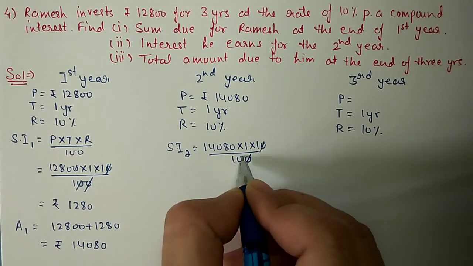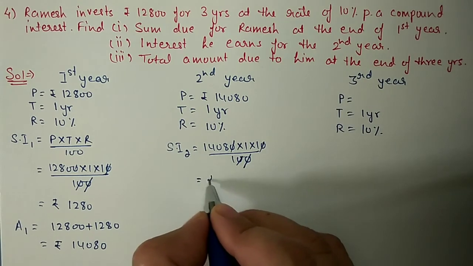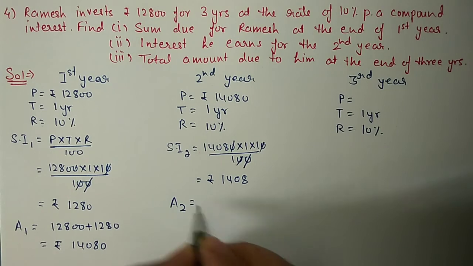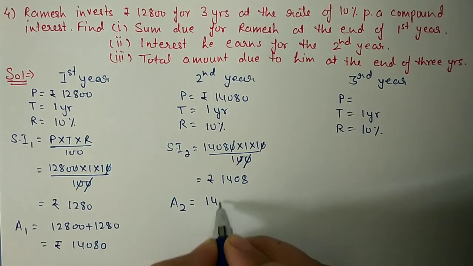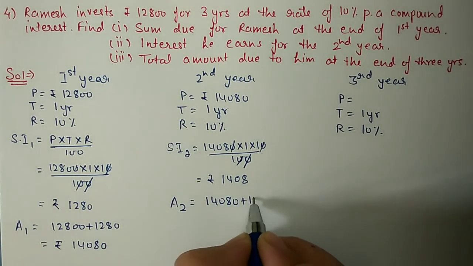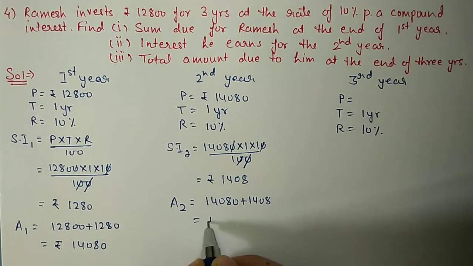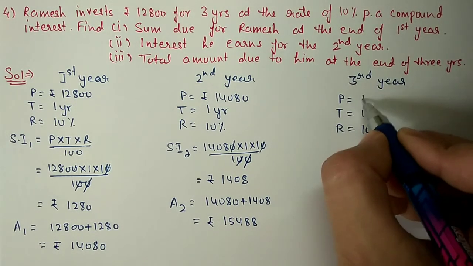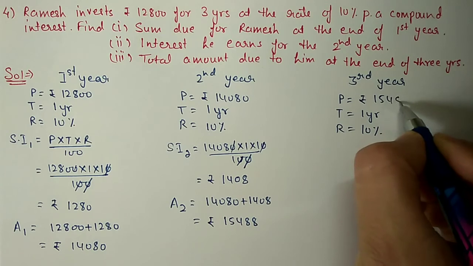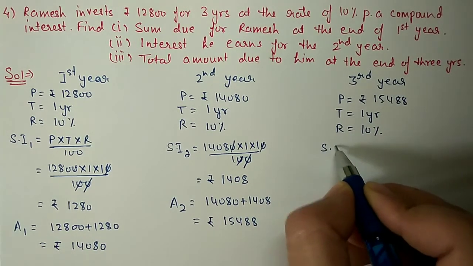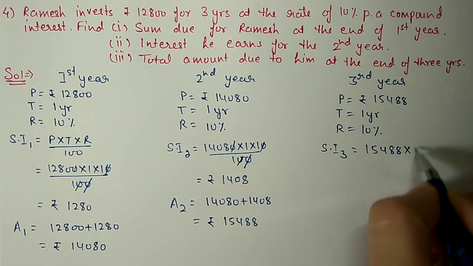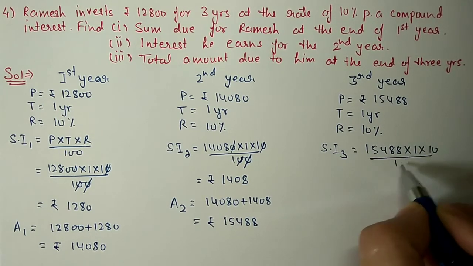Two zeros we can cancel out. So simple interest for second year is 1,408 rupees. Amount by the end of second year will be 14,080 rupees plus 1,408 rupees, which is equal to 15,488 rupees. This will become principal for the third year. Calculate simple interest for the third year. 15,488 into 1 into 10 divided by 100.